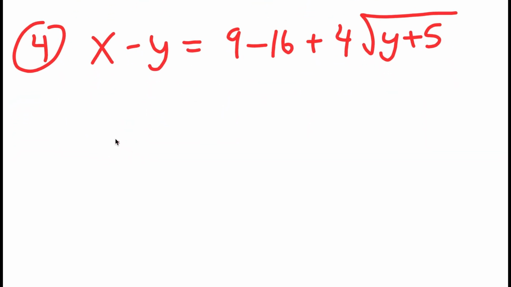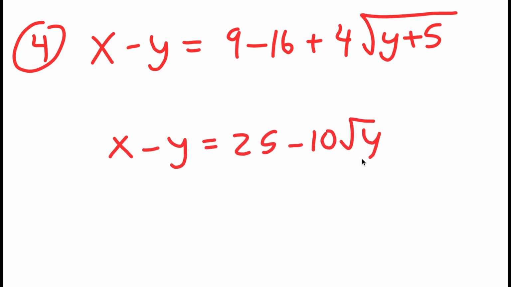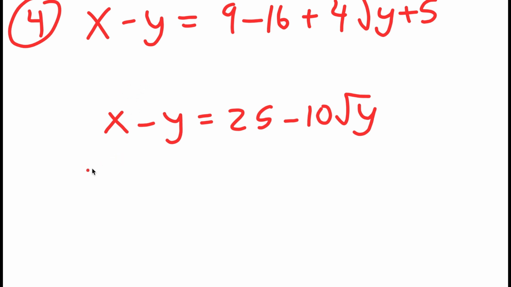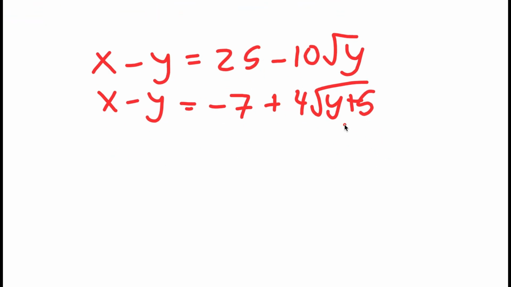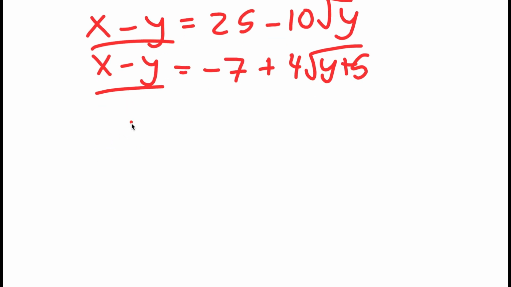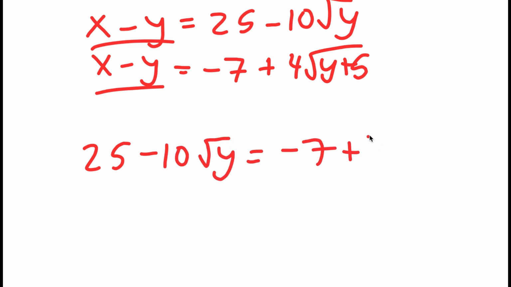And what I'm going to do is I have equation 3, x minus y is equal to 25 minus 10 root y, and I have equation 4, x minus y is equal to negative 7 plus 4 root y plus 5. So what I'm going to do is set these equal to each other because they're both equal to x minus y. So now I have 25 minus 10 root y is equal to negative 7 plus 4 root y plus 5.